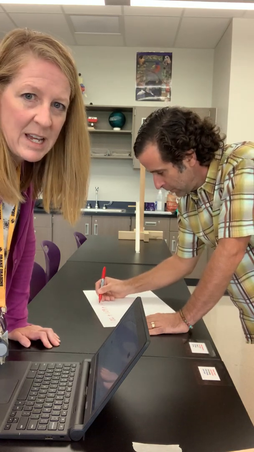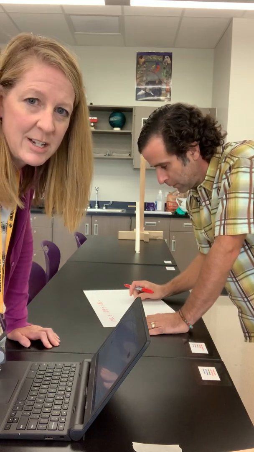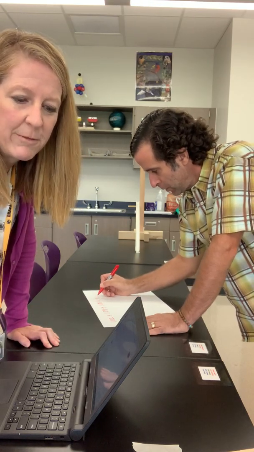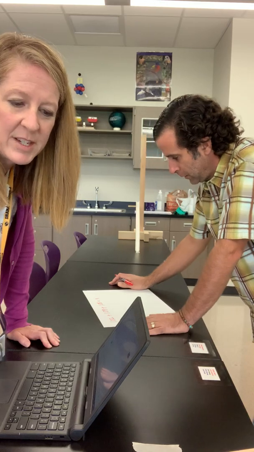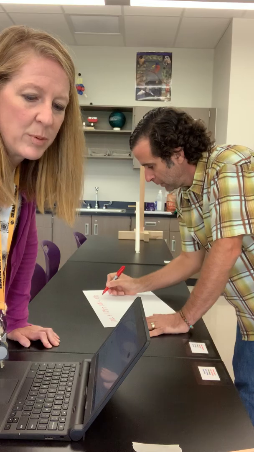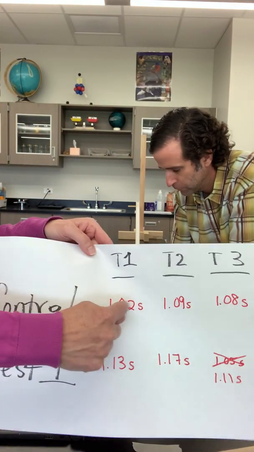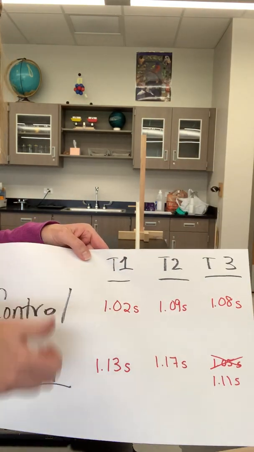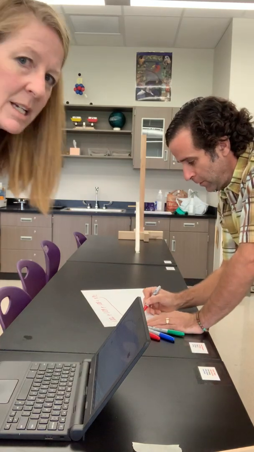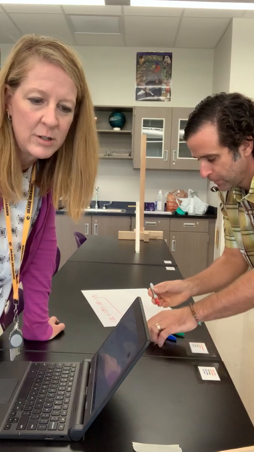If you remember PEMDAS from your math classes: parentheses, exponents, multiplication, division, and then addition and subtraction. Well, if we put them all in the same line with no parentheses, it's going to divide before it adds. So you've got to put the addition part in parentheses or just do it separately. Add up your 3 numbers, then divide by 3, and that will give you your mean time for the control.